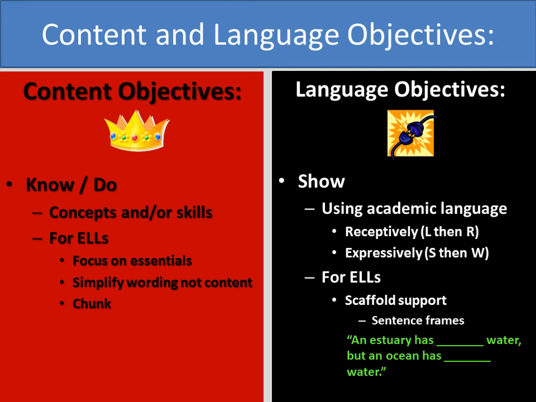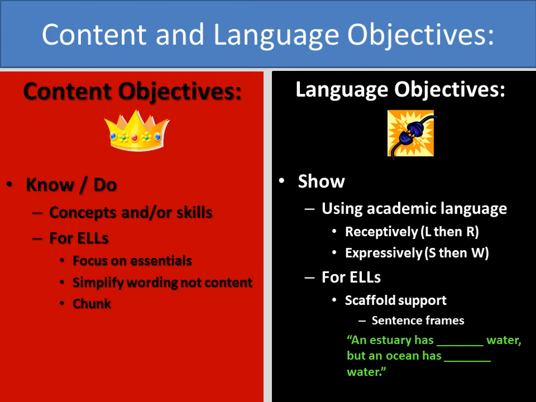And then the other side of the page is asking us about language objectives. And here, this is how you're going to ask a student to show you what they know or what they can do. These, of course, are going to use academic language receptively, which is listening and reading, things that are going to enter into the student, or expressively through speaking and writing, which are going to leave the student to be heard by an audience.